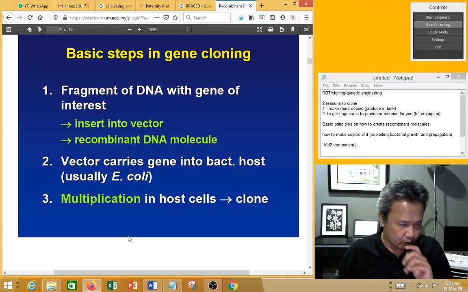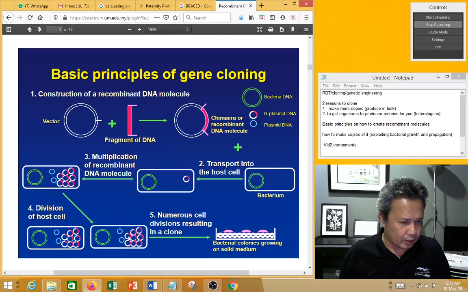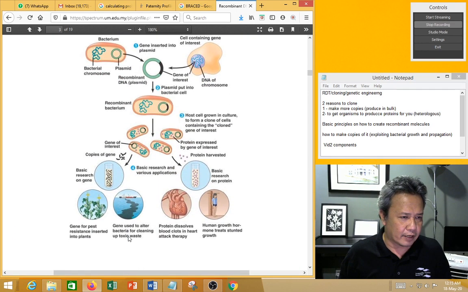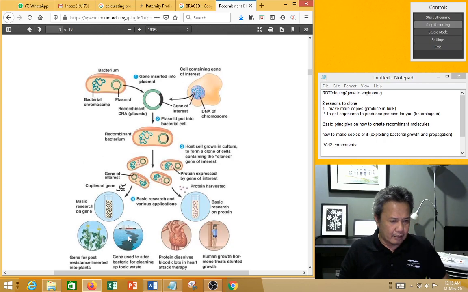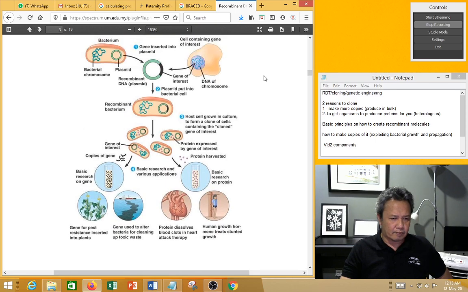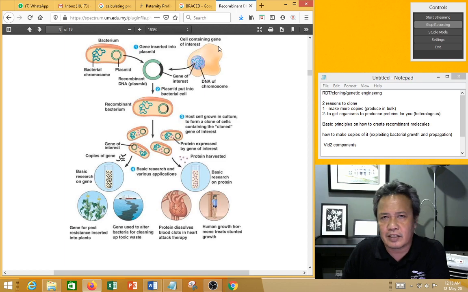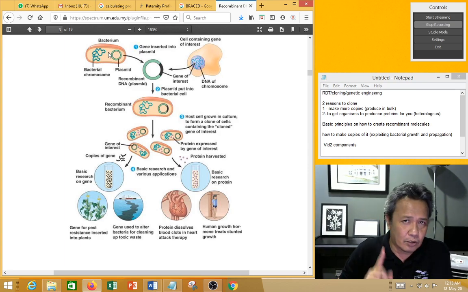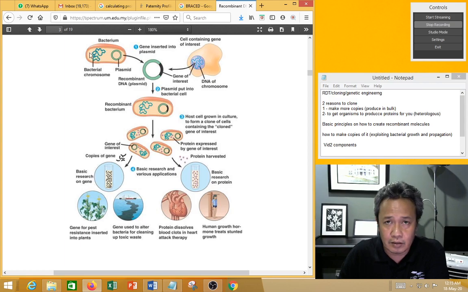This is the figure again. This is the explanation. Here you have the cell containing the gene of interest. This is what you want. Let's say for example, I mentioned the insulin. So you get the DNA out. This is the bacteria. Now note that the bacteria has the bacterial chromosome, and then the bacteria also has plasmids.